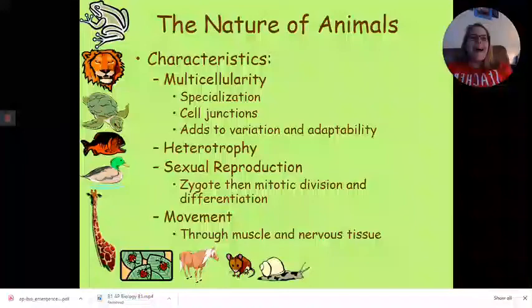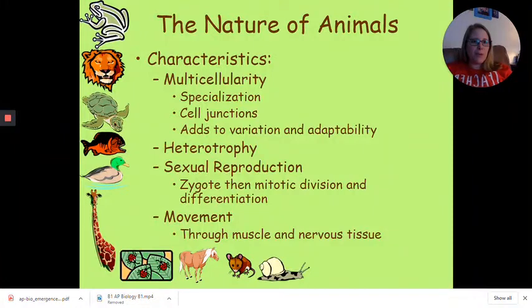Hi guys, we're going to talk about what makes an animal today. So we're going to talk about the four characteristics first. The four characteristics are going to be multicellularity, which means the animal has more than one cell. That means amoebas and bacteria and viruses are not animals because they only have one cell. Anything with more than one cell has different types of cells, so they're specialized and do certain jobs.